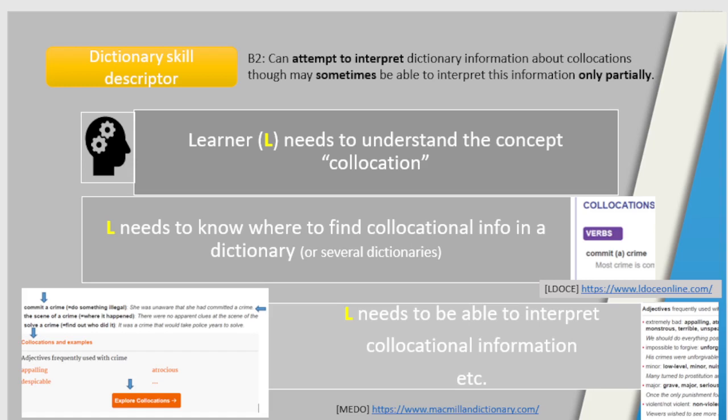So for the Longman dictionary, you have the collocational box. So you need to know that if you're using the Longman dictionary, you'll find the information there. In Macmillan, you have the bold type phrases exemplifying collocations, and also the Explore Collocations button that would take you to the extended information on collocations that is also arranged grammatically. And the learner finally needs to be able to interpret this collocational information. So that would be how the descriptor works.